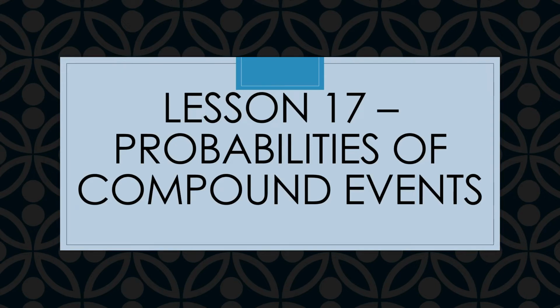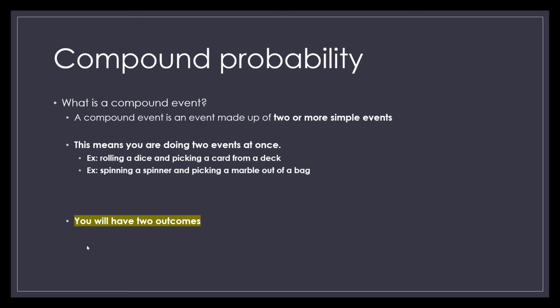Lesson 17, Probabilities of Compound Events. So the first thing I want to talk about is, well, what is a compound probability? What's a compound event? A compound event is an event made up of two or more simple events. Pretty much what that means is that you're doing two or more events at one time.